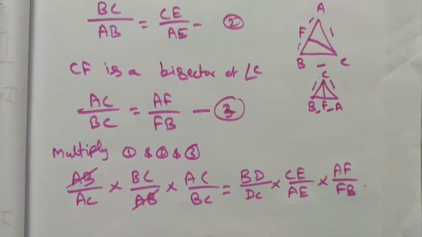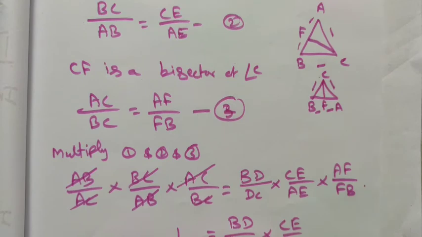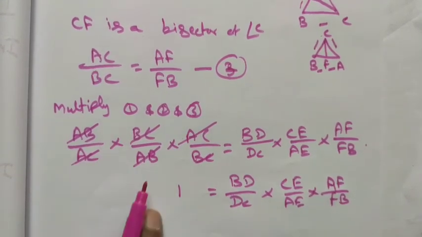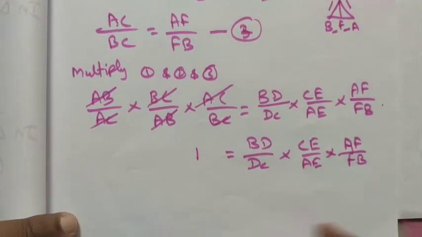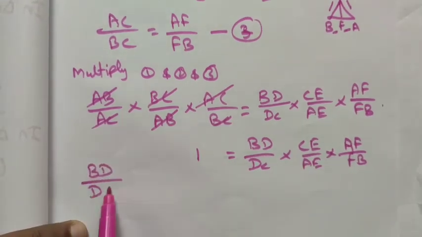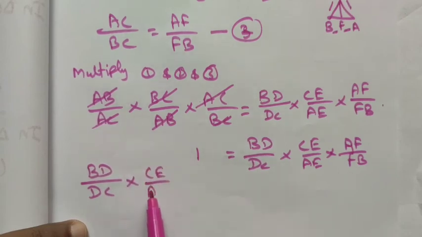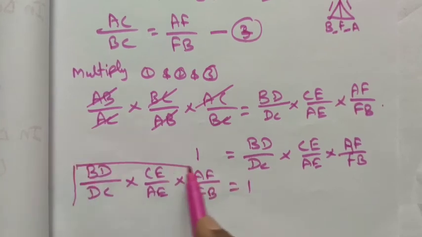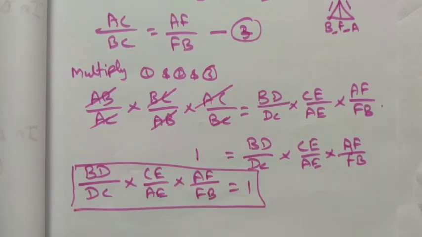See here, AB is cancelled, AC is cancelled, BC is cancelled, so 1 is equal to BD divided by DC into CE divided by AE into AF divided by FB. So this whole term cancels. Therefore we can write BD divided by DC into CE divided by AE into AF divided by FB is equal to 1. This is Ceva's formula.